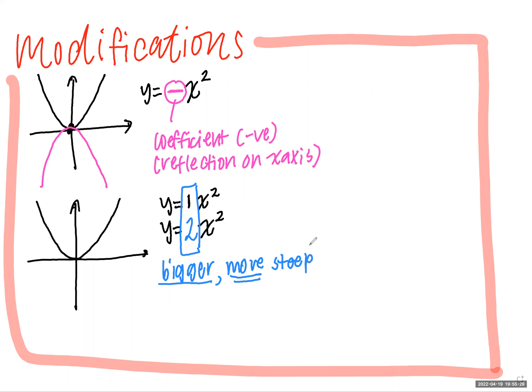Now, when it's more steep, do you think the curve will be skinnier or fatter? Think about gradient. When it's more steep, it will be skinnier or fatter? Skinnier. So it will be skinnier, like that. Slimmer. But the shape is still there. I never do a reflection or whatnot. My shape is still a U shape. But just that right now it's a skinnier U shape.